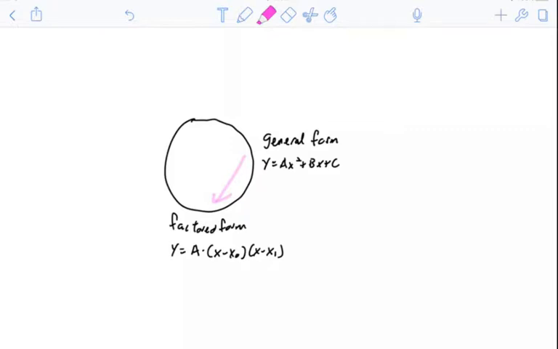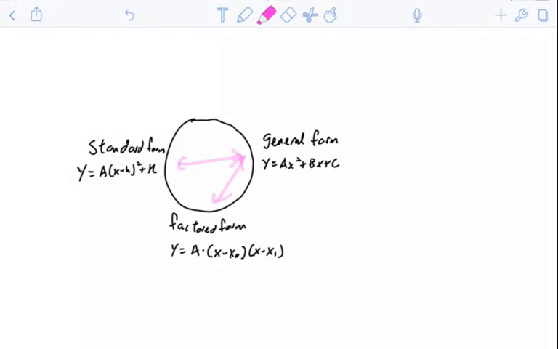That said, we can also put it in something called the standard form: y is equal to a times (x minus h) all squared plus k. And the idea is, if it's in the factored form, it's easy to put it in the general form by expanding. If it's in the standard form, it's easy to put in the general form by expanding.